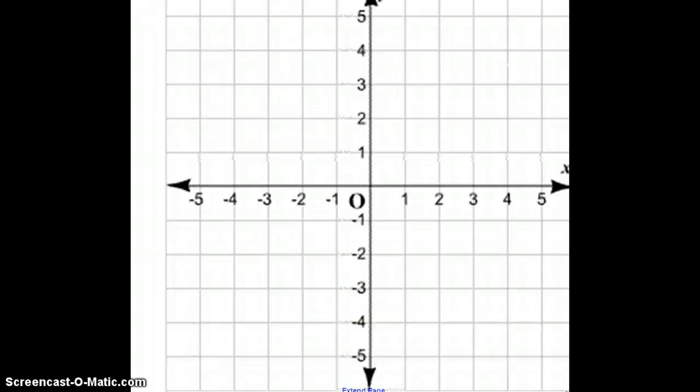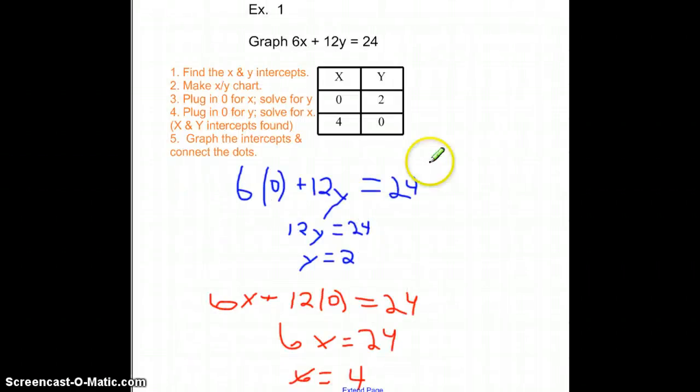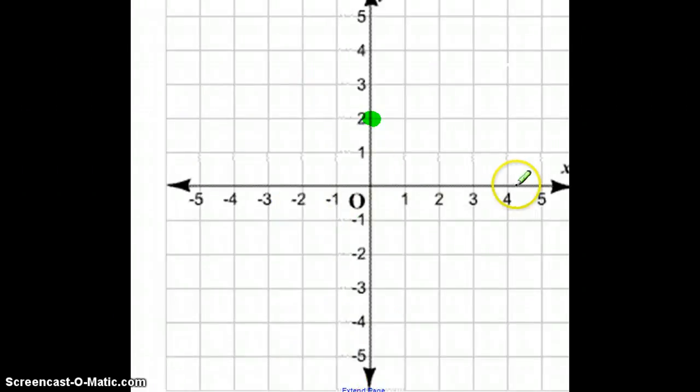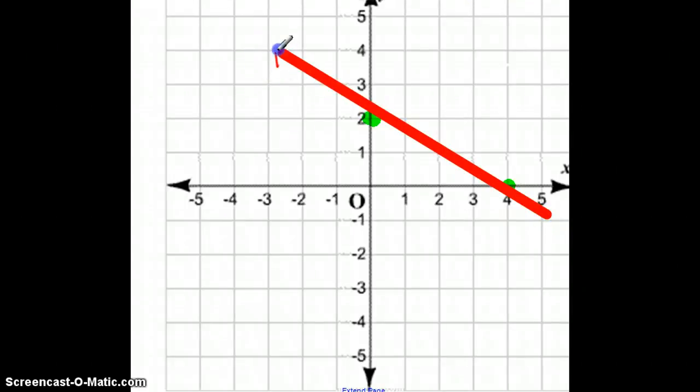So x is 0, y is 2. Bam. Then when x is 4, y is 0. And there you go. Now let's just connect the dots. And you guys got the point. I'll put some arrows on the end there for you. And that's how we would graph a line in standard form.